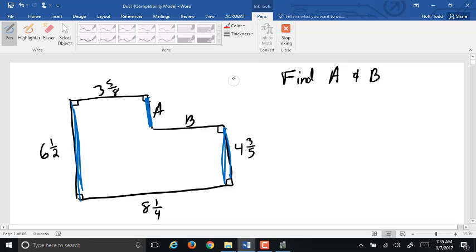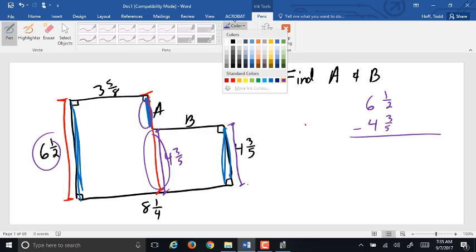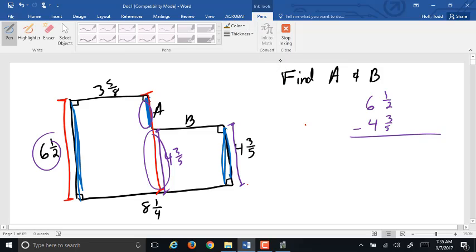So now we know that there are things that are constant. The length of this side of the rectangle, and if I draw a rectangle here, that length would have to be the same. Well, in this little rectangle, this length here and this length here would have to be the same. So this has to be 4 3/5. So then that 4 3/5 and A must add up to the 6.5. So how do we find A? Perfect. 6.5 minus 4 3/5, which gives us 1 9/10.